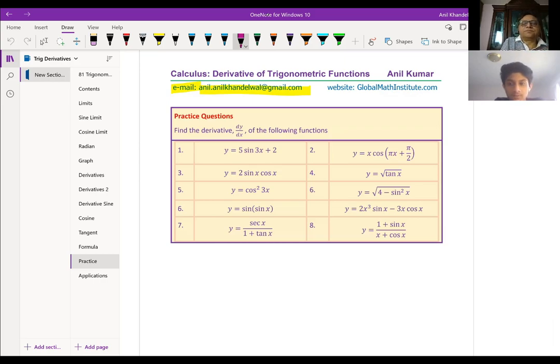Correct? So, sir, we know that the derivative of sine of x would be cos of x, right? So would it be 5 cos 3x plus 2? And then derivative of 3x will be 3. So 5 times 3 is 15. And straight away I'm writing cos 3x plus 2. Is it okay? Derivative of 2 is 0. So we get this as the derivative of the function. Clear? Okay. Second one.